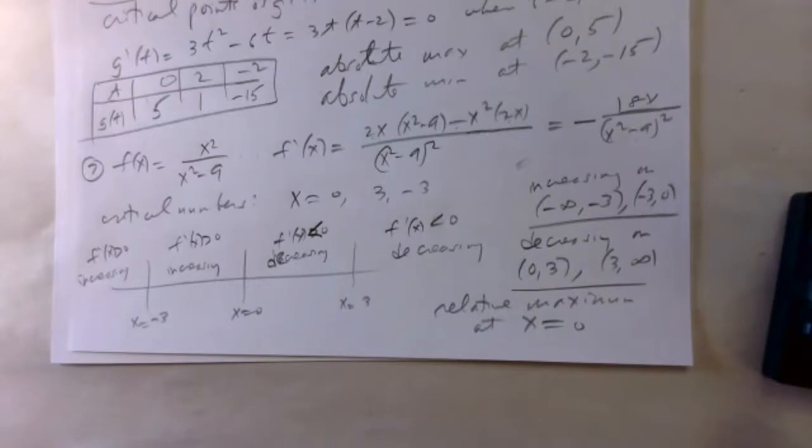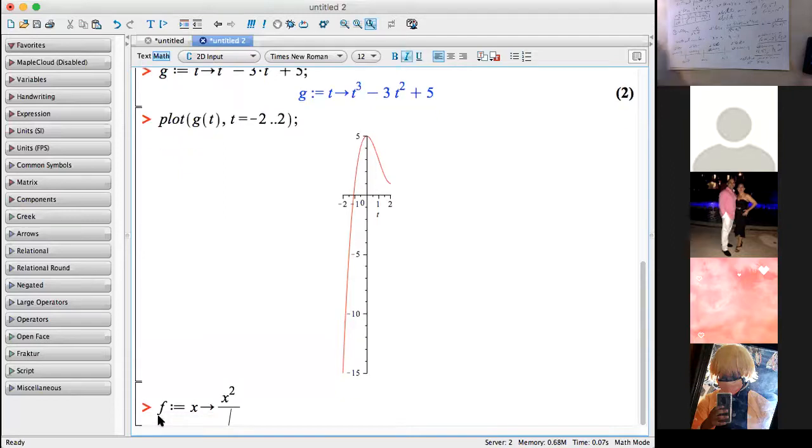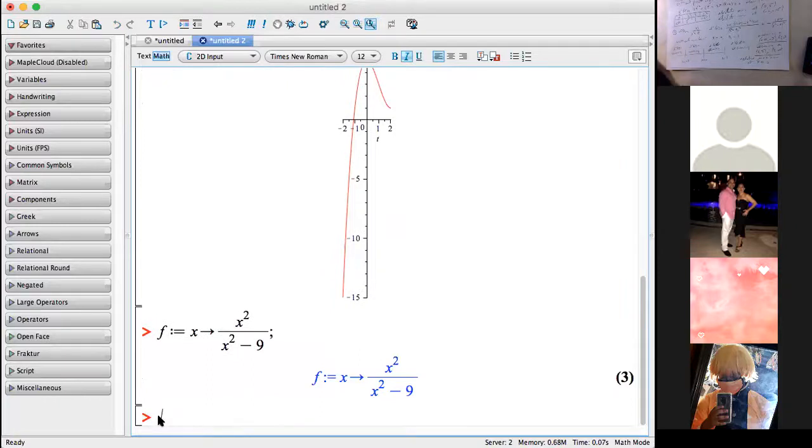Okay. Any questions about that? Let me draw the picture. Me meaning, let Maple draw the picture. Let's see. So in this problem, the function f is equal to x squared divided by x squared minus 9. And let me try to plot f of x.